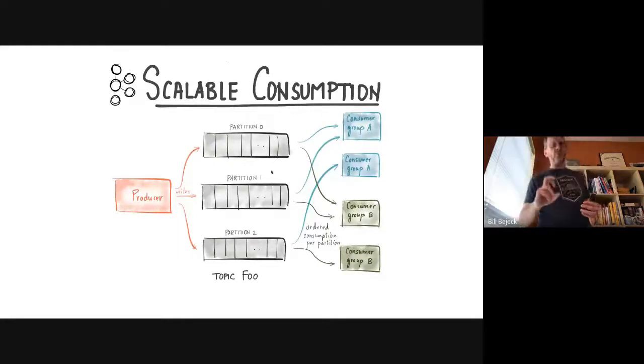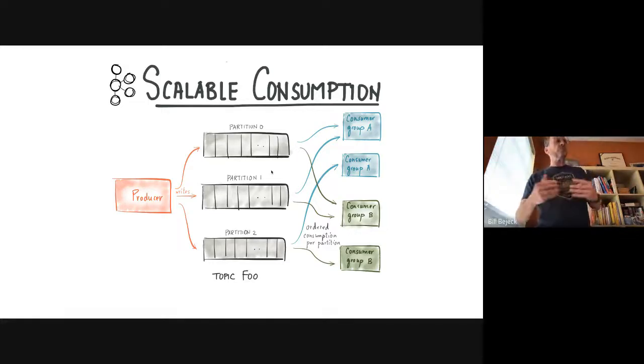And then you can have different consumer groups. A consumer group is composed of any number of consumers, and the only thing they share is the consumer group ID. And then through the Kafka rebalance protocol, they're going to get assignments, so you're going to share these partitions across consumers within a group.